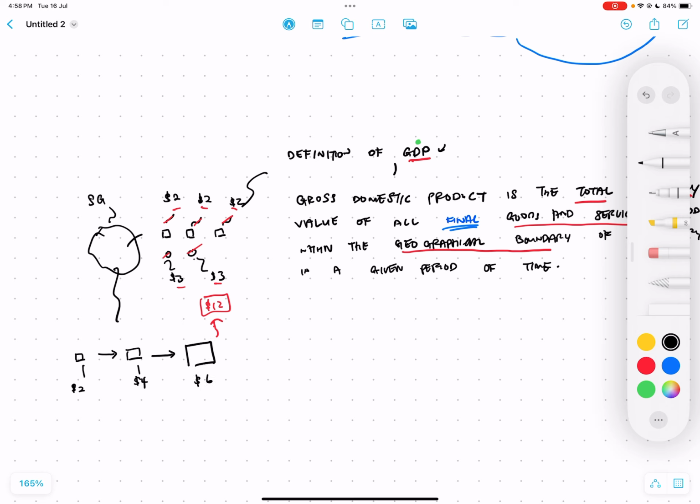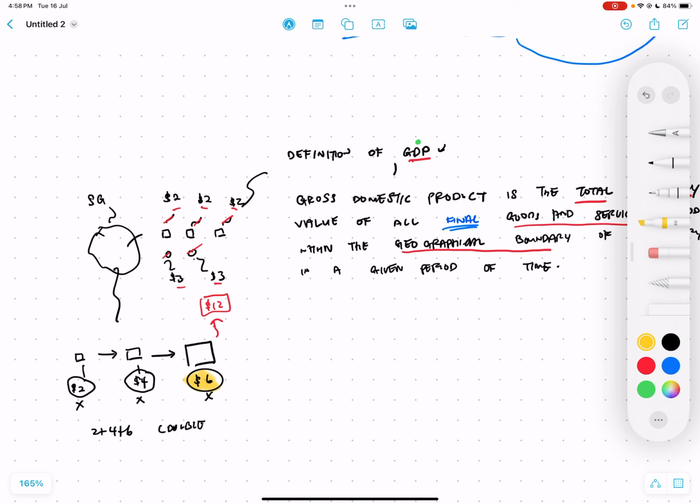So actually, what is the GDP of Singapore? It's not 2 plus 4 plus 6, because embedded within this $6 is this $4, and embedded within this $4 is actually this $2. So if you add 2 plus 4 plus 6, you actually double count. So what you do is you just count the $6.